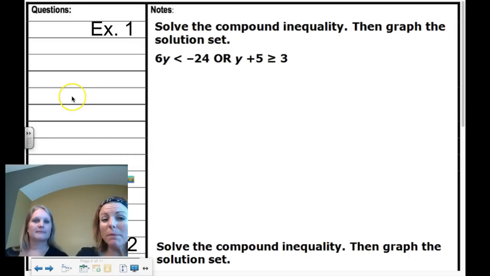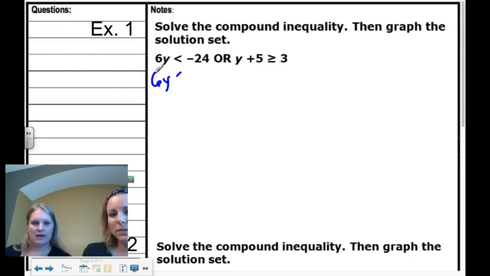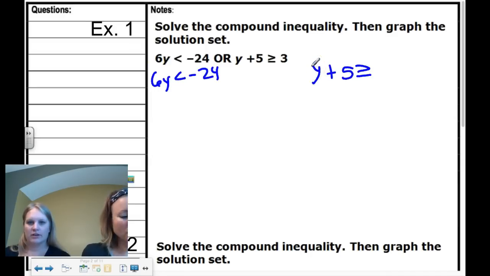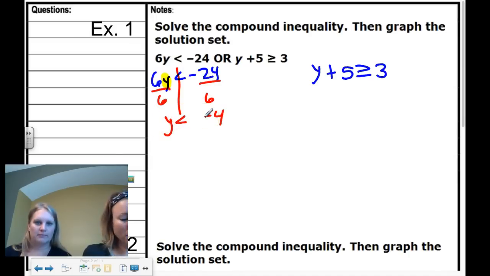Let's go on to an example. Solve the compound inequality, then we're going to graph it. We have two inequalities: 6y less than negative 24, or y plus 5 is greater than or equal to 3. On the left side we have to get y by itself, so we divide both sides by 6. We're dividing by a positive, so our sign stays the same. We're left with y less than negative 4. Or, don't forget to write the word or.